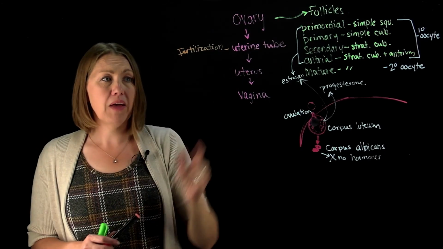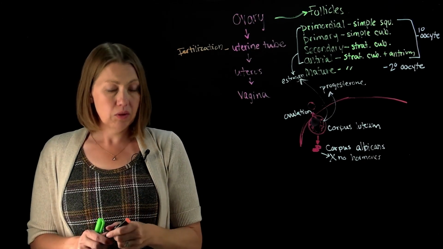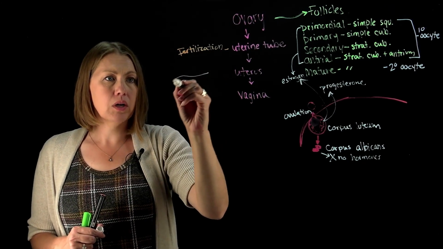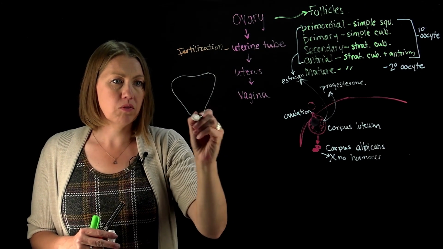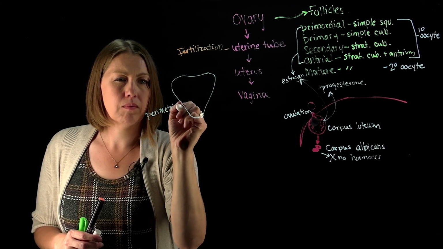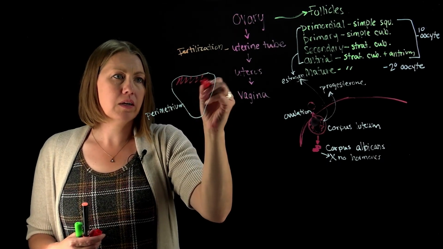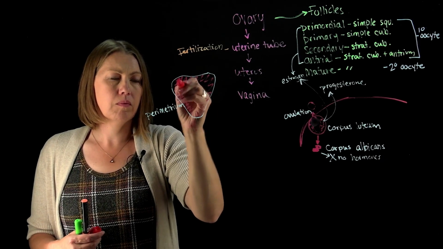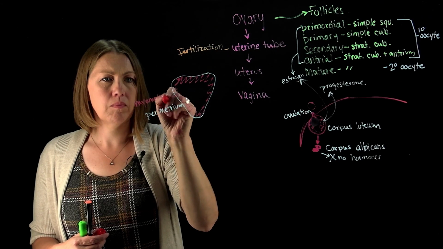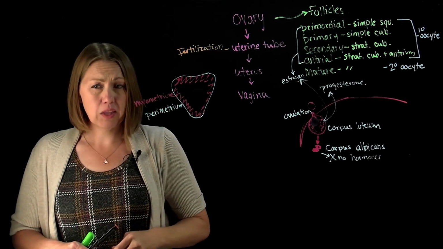Uterus, a couple of things about that is I want to talk a little bit about the lining. So with the uterus, we're going to have a few layers. The outer perimetrium, so we'll just kind of do it like this. Then there's going to be a muscular layer. That's the myometrium. Myo means muscle. So it's a muscular layer.